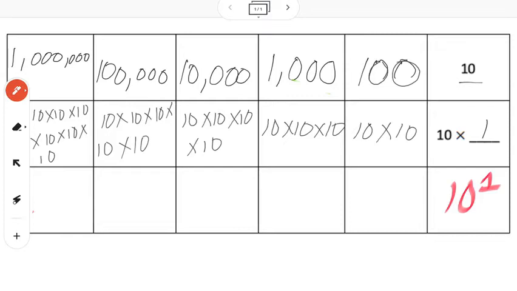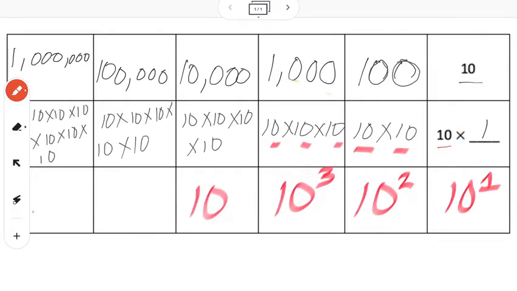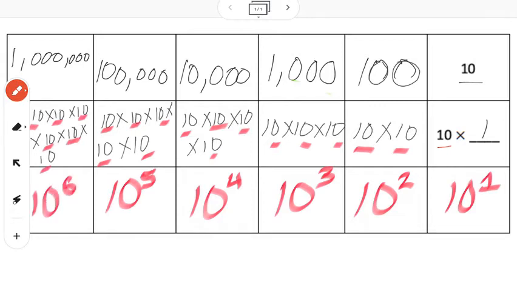So looking at the first one, we only have one 10 here. Going down below, we're going to go into 100. How many times is 10 multiplied by itself? 1, 2. So it's 10 to the power of 2. 1, 2, 3. So on the 1,000, it's 10, and there's 3 of them. 10 to the power of 3. 10,000: 10 times itself 4 times. It's 10 to the power of 4. 1, 2, 3, 4, 5 for 100,000. So it's 10 to the power of 5. And for a million, we have 1, 2, 3, 4, 5, 6. So it's 10 to the power of 6.